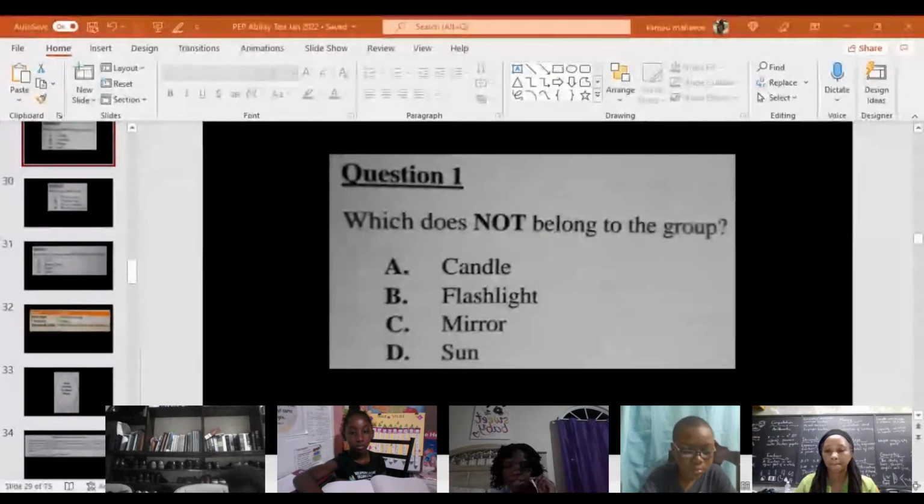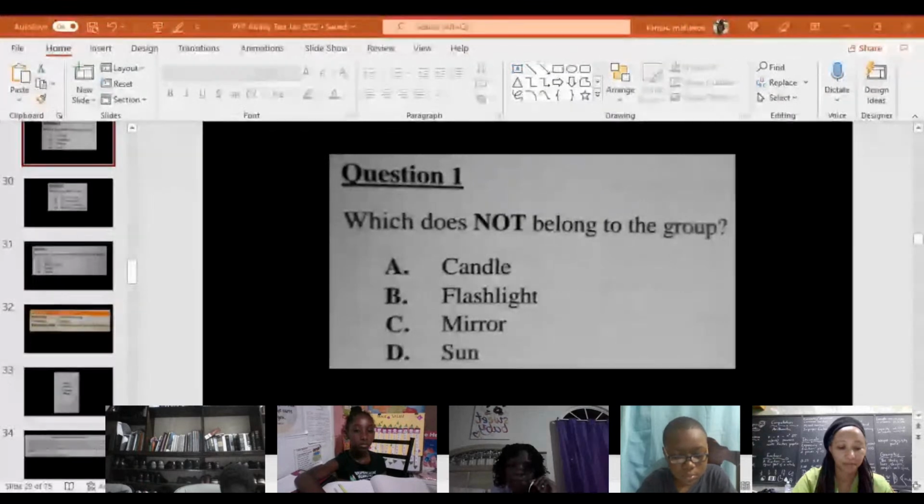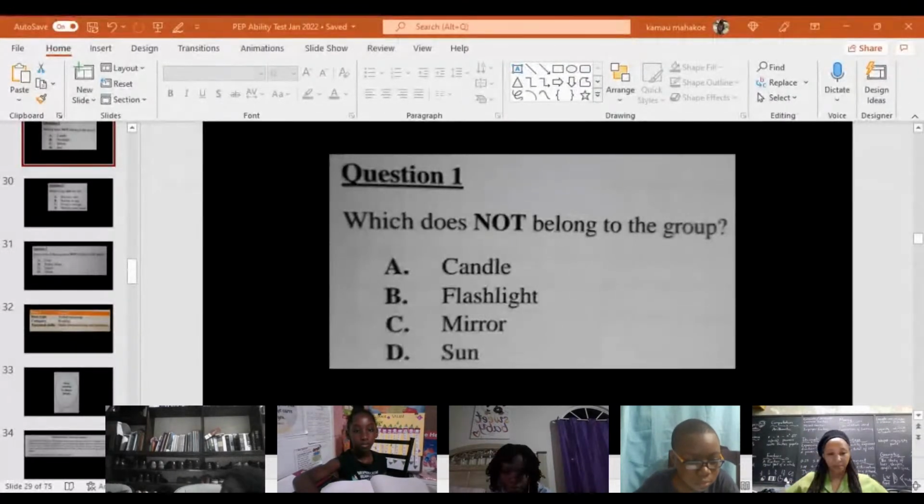I say C. Mirror. All right, explain why you say mirror. It's because all of the other objects are luminous objects, or they give off light, but this mirror only reflects light. All right, and that is correct.